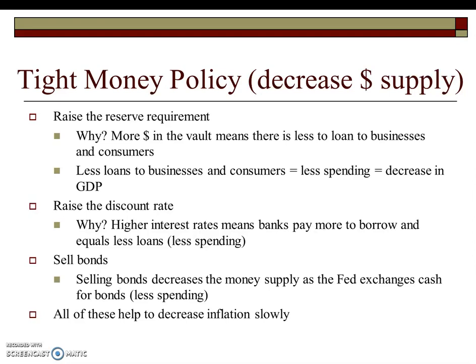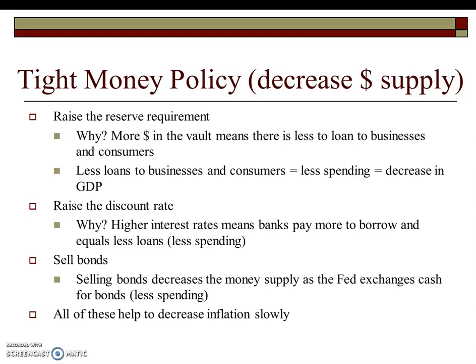The next step, raise the discount rate. Why? Higher interest rates mean banks pay more to borrow and it equals fewer loans, because they don't want to borrow since it's going to cost them too much money. So those loans don't go out, which means there's less spending. And then the last part is selling bonds. Selling bonds decreases the money supply as the Fed exchanges bonds for cash, which means there's less spending. All of these help to decrease inflation slowly.